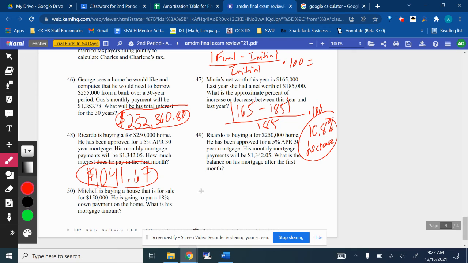And then the last one, number 50. Mitchell's buying a house for 150 grand. He's going to put 18% down. What's the mortgage amount? You could subtract 18% of 150,000, or you could find 82% of 150,000. So let's go 150,000 times 0.18. You should get 27,000. Then do 150,000 minus 27,000. The answer is 123,000. Please send me an email if you have any more questions.